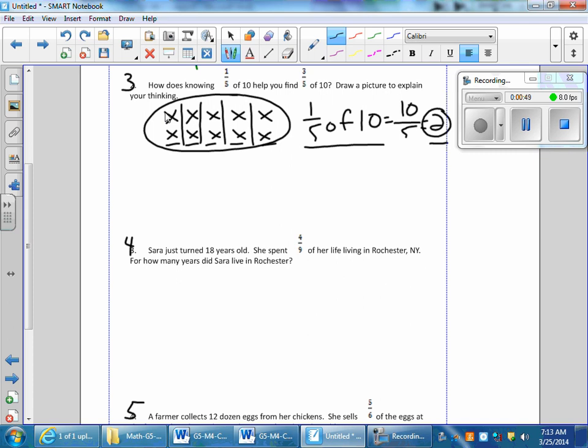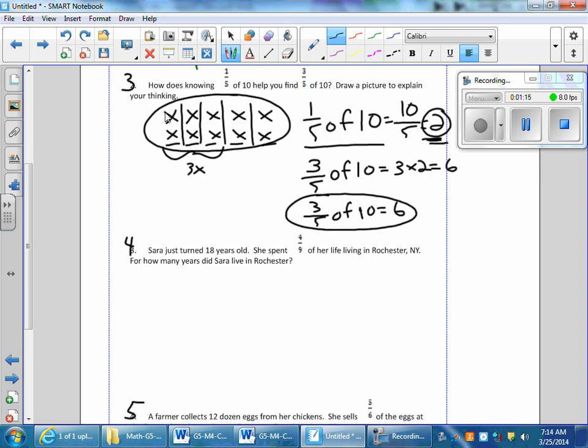So if I know that, then 3/5 of 10 is 3 times what 1/5 was. 3 times 2. So 3/5 of 10 equals 6. Knowing 1/5 of 10 is 2 helps me to explain how I get 3/5 of 10 by taking 3 times what 1/5 is.